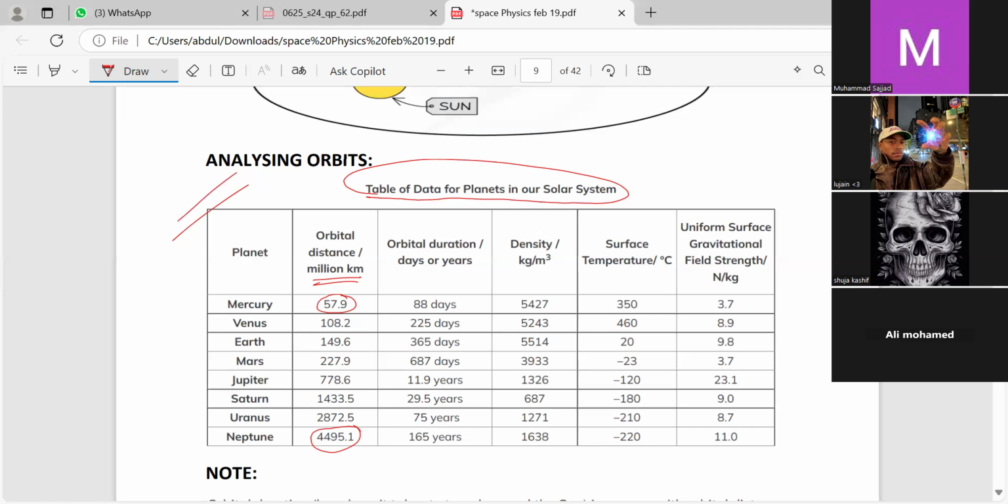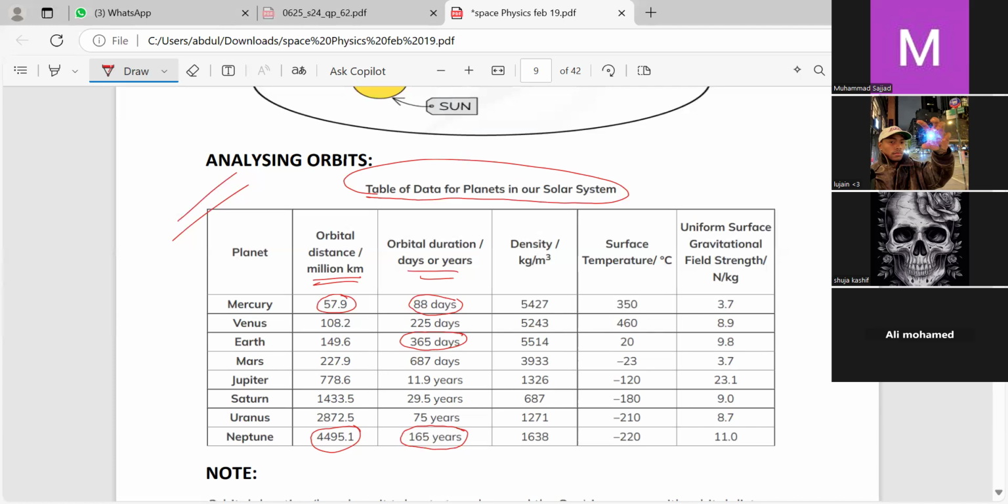Now, the effect of this: it takes only 88 days for Mercury to orbit once around the sun. Whereas Earth, we know, takes 365 days to orbit once around the sun. But Neptune takes 165 years to orbit once around the sun. Why so? Two reasons are there. I will say them, and they are also written in these notes.